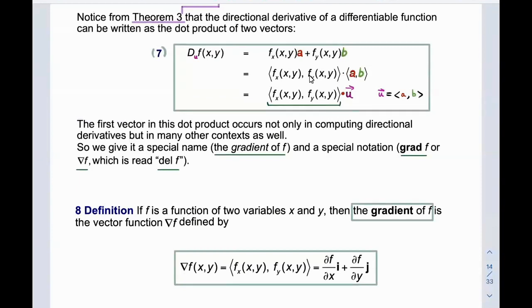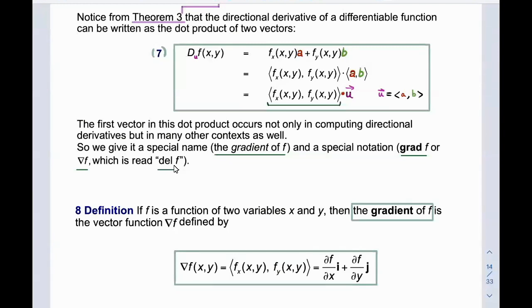Now, this vector over here occurs not only in computing the directional derivative, but in many other contexts as well. So we're going to give it a special name. The name for this is the gradient, the gradient of f. You can denote it as grad, for gradient, or you denote it with this upside down triangle, which is read as del f. So we call it del f.